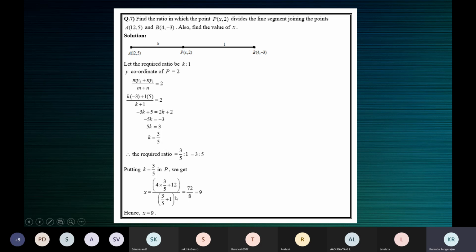Ignore this working here. The answer should be 9. Once you get the ratio 3:5, now to find x, this is the x coordinate of the point of division, which is mx2 plus nx1 by m plus n. So this is 3 into 4 plus 1 into 12 by m plus n, that is 3 plus 5. See if you're getting 9.